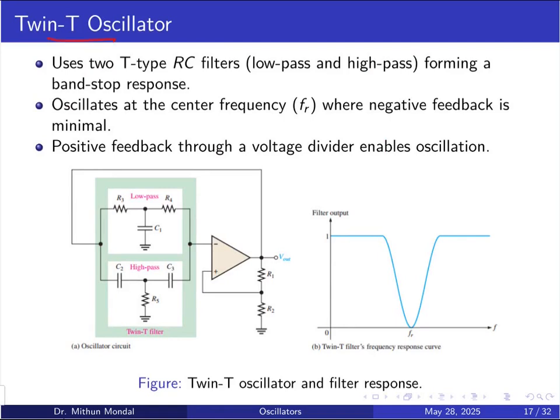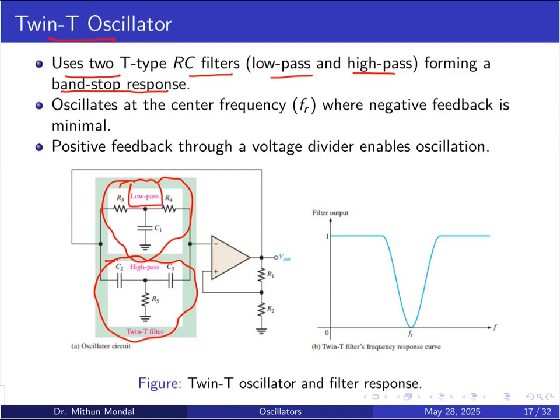Twin T oscillator is another form which uses 2 T-type RC filters, the combination of low pass and high pass, and this forms a band stop response. So here you can see that this is a T network combination of resistor and capacitor. This is also a T network combination of resistor and capacitor. The first one is basically the low pass filter, and the other one is the high pass filter, which is connected with the op-amp. So that is the reason this is known as the twin T oscillator.